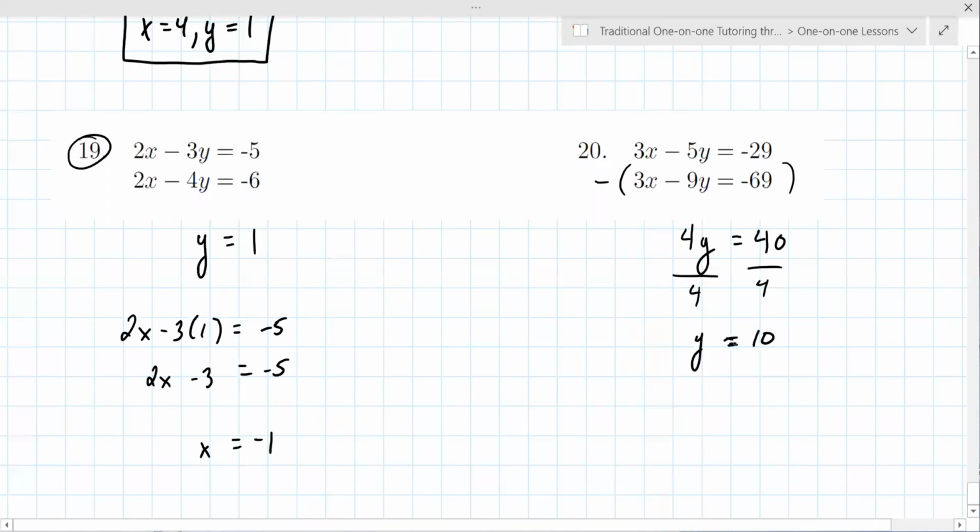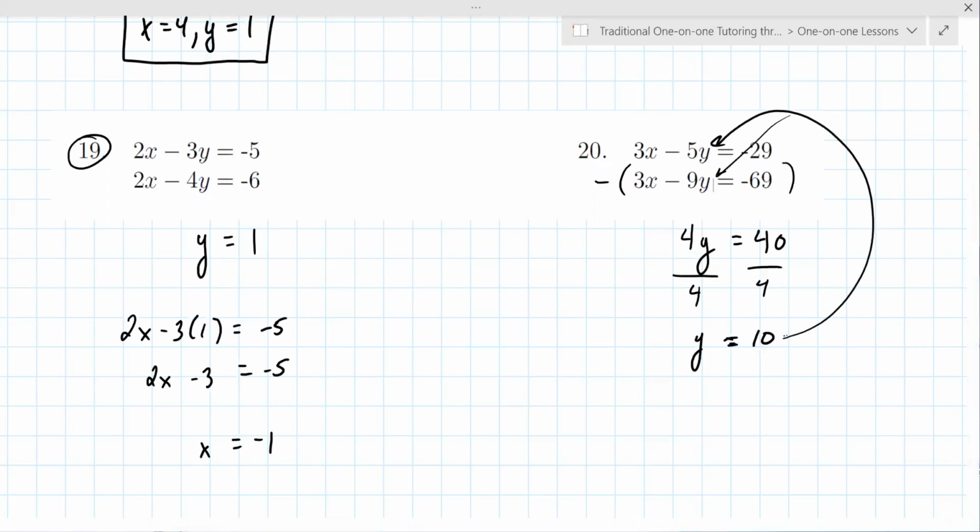All right. Now, I want you to put this 10 back in either the first one or the second one, it doesn't matter, but get me that other variable, please. Sounds good. X equals 7.